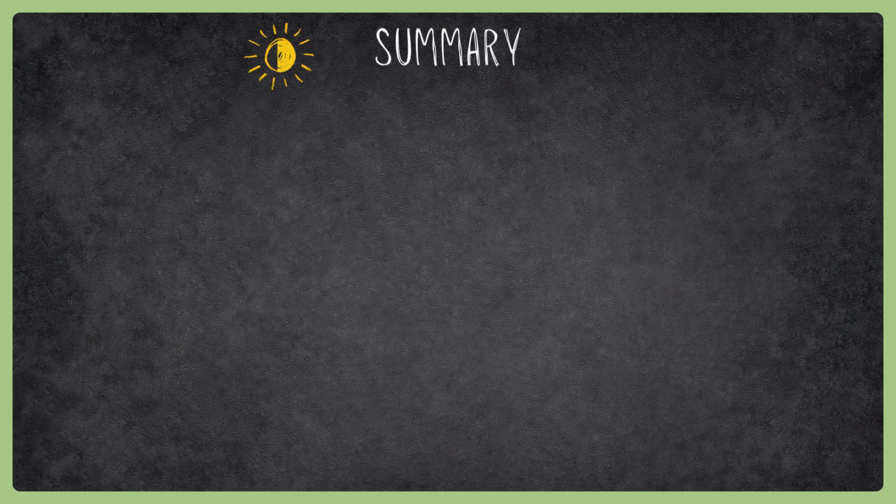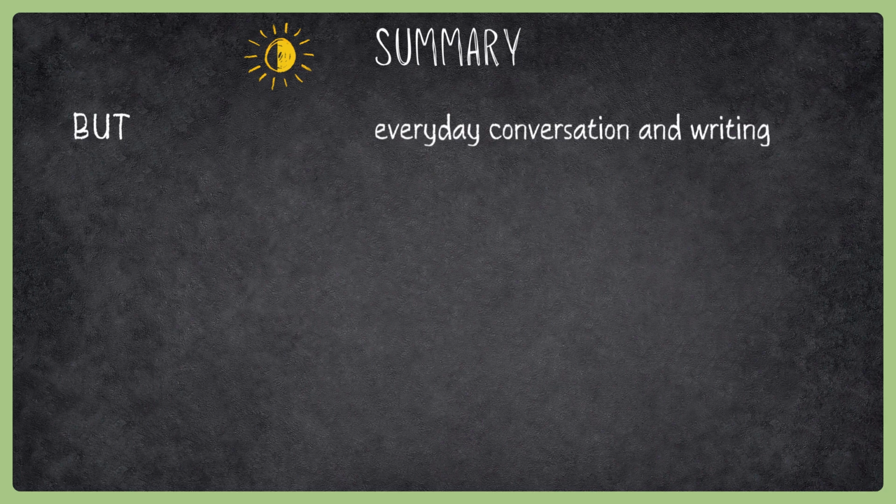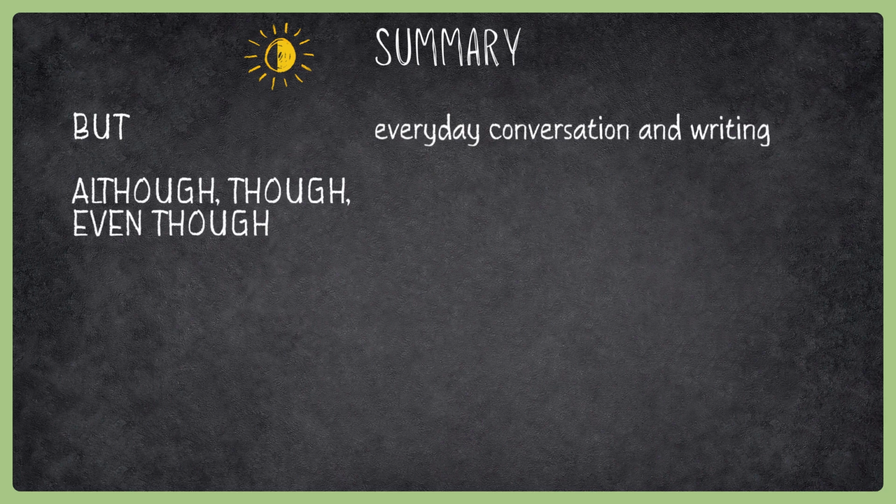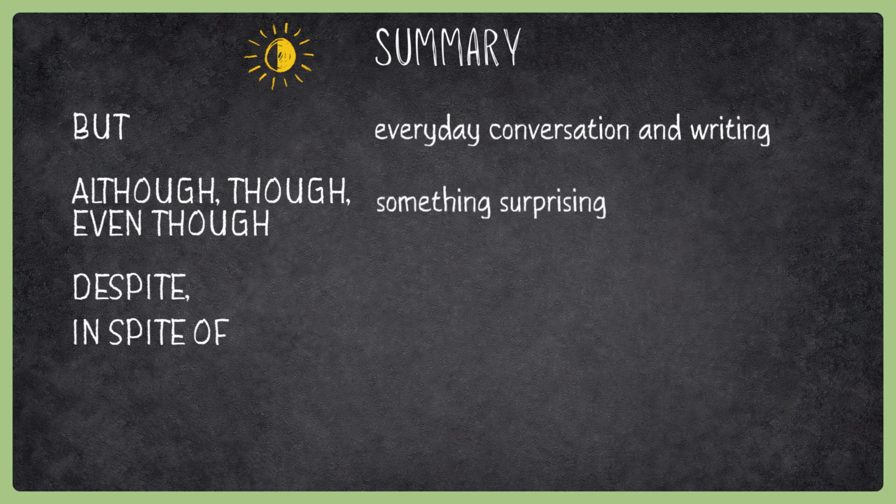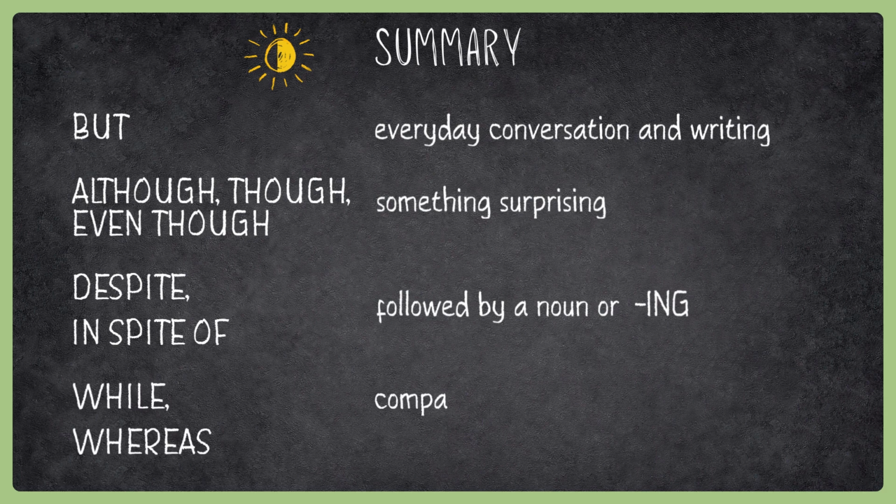Let's do a quick summary with the main ideas. But is simple and very common. It can be used in everyday conversation and in writing. Although, though, and even though, we use them to show something surprising. Despite and in spite of, they are followed by a noun or -ing. While and whereas compare two opposite ideas. We use them in formal situations.